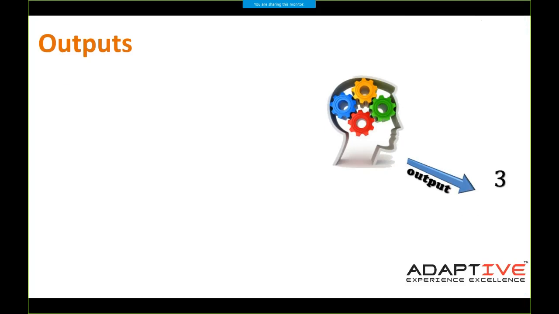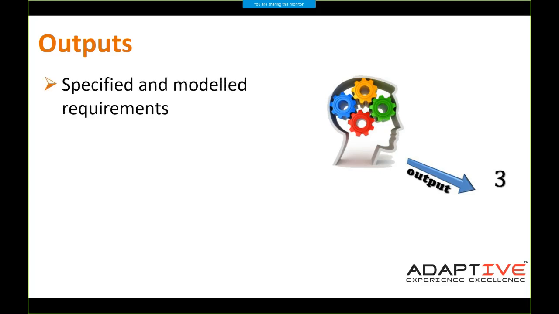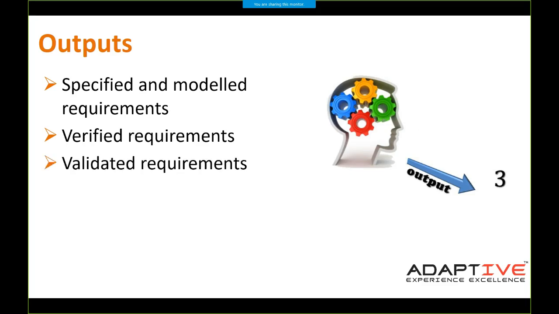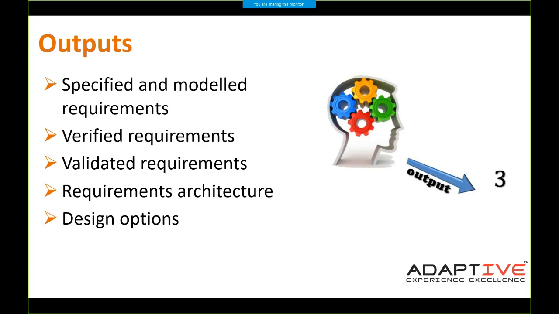Any other thoughts before we cover outputs? Okay, so when you are done with this knowledge area, specified and modeled requirements is what should come out of it. Your requirements should be verified and they should be validated, and those two things are different. You will have a requirements architecture that supports what you are trying to accomplish. You will have some options for a solution design, and that's where you talk about buy, build, do nothing. Maybe you've got a couple of vendors you're comparing against one another. And then out of those design options, you will have a solution recommendation based on your findings.